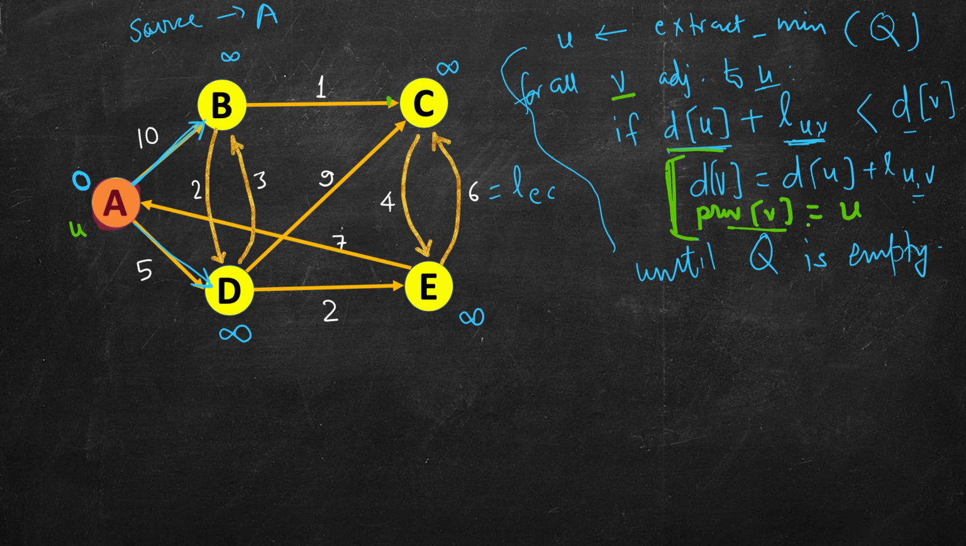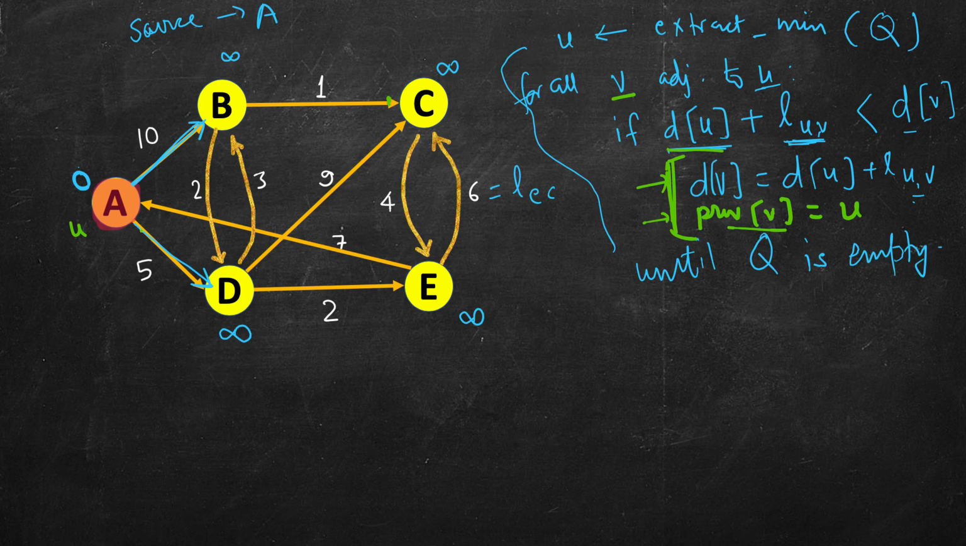And finally, when this queue becomes empty, you will have the distance level in dv and previous nodes in prev. So let's say you want to know the path from A to C. You will see what is the previous of C. If, let's say, that is B, you will come to B. And what is the previous of B? It may be A. So you can come to A.